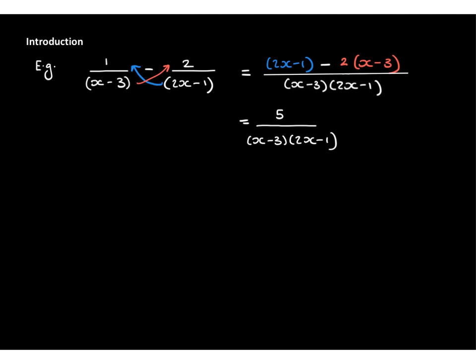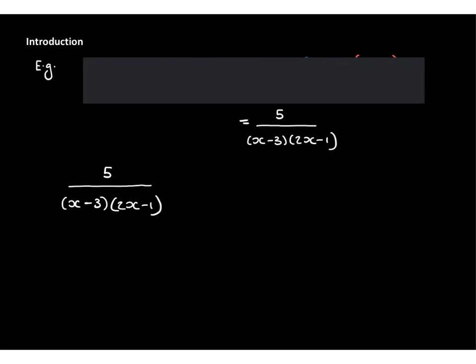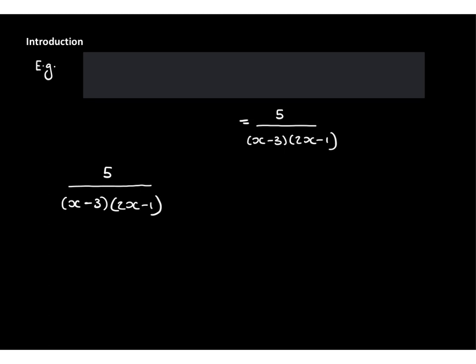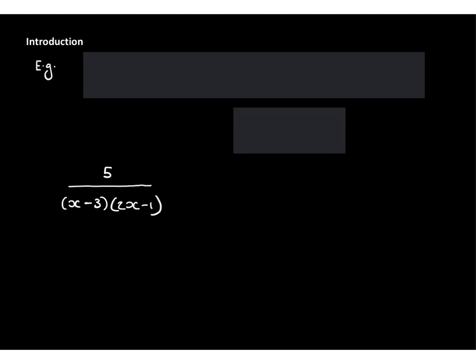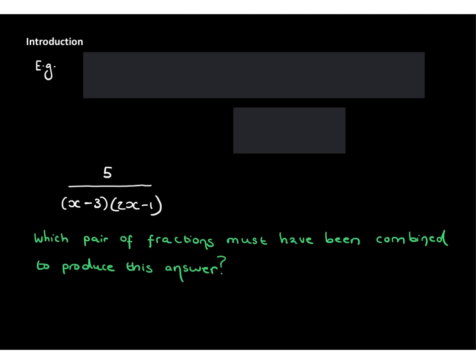Now, let's change the question completely. Let's say, what if you were given the result, the end result, 5 over x minus 3, 2x minus 1. So you haven't seen any of this working here. You're just given this as an algebraic expression. Let's suppose you're now asked which pair of fractions were combined to create this as an answer. Now, that's a much more complex question. It's very easy to add or subtract a pair of fractions together, even a pair of algebraic fractions, but it's much more complex to go the other way around.